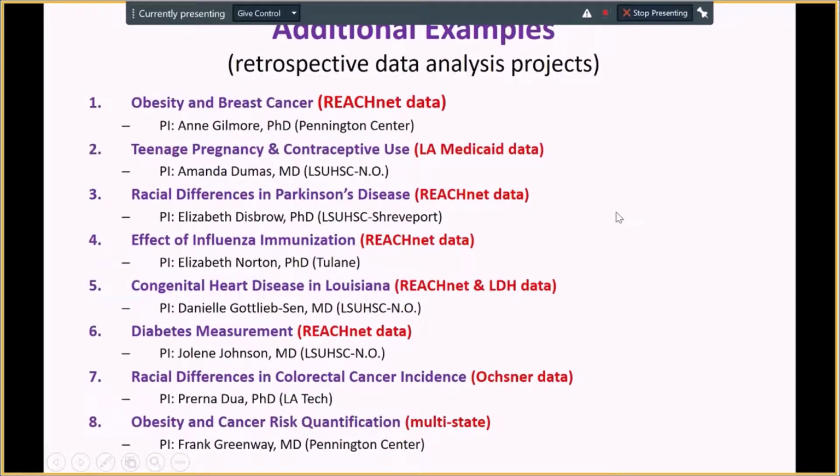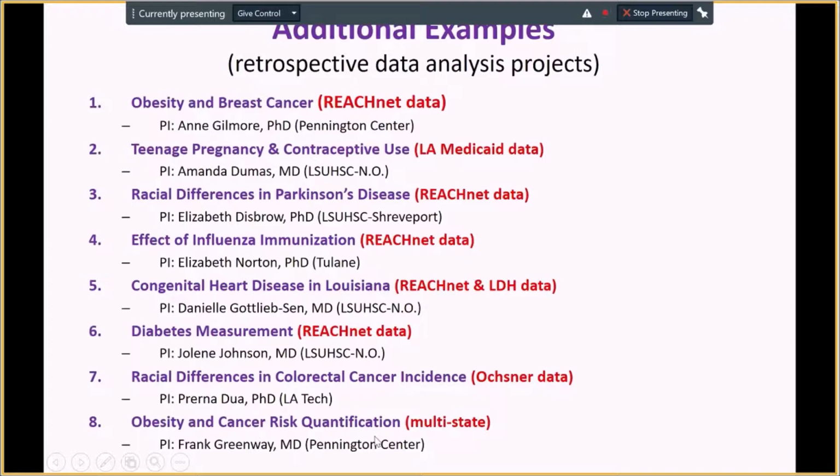We have a number of other examples. These are all underway right now in various stages: obesity and breast cancer, teenage pregnancy and contraceptive use. And you see over here the data sources. Basically, the ReachNet data means it's EMR data that we obtained from ReachNet. Racial differences in Parkinson's disease, effective influenza immunization, congenital heart disease in Louisiana, which is a linkage between ReachNet and LDH data. Diabetes measurement project, ReachNet data, racial differences in colorectal cancer using Ochsner data.